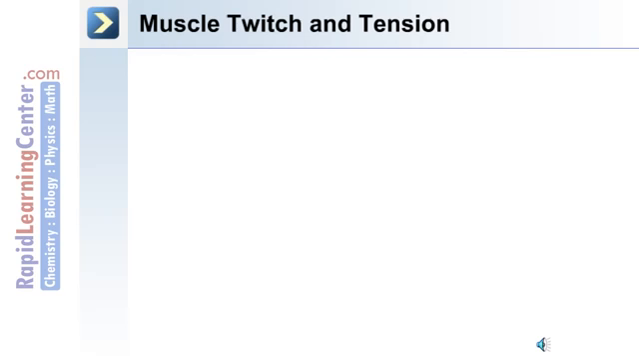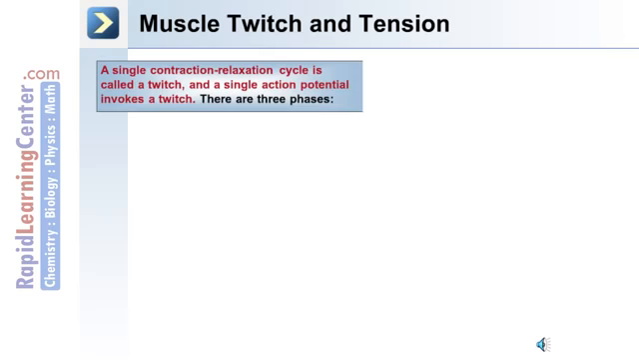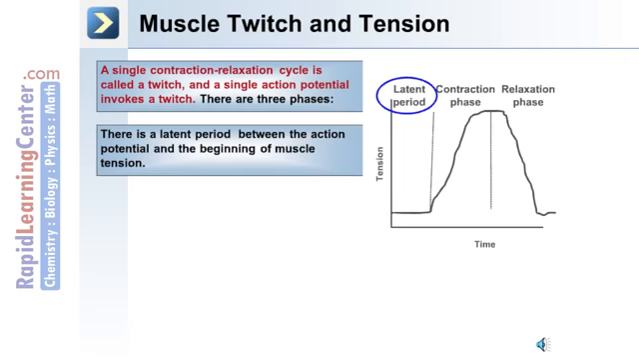Muscle twitch and tension. A single contraction-relaxation cycle is known as a twitch, and a single action potential invokes a twitch. There are three phases. Phase number 1, the latent period. There's a latent period between the action potential and the beginning of muscle tension.